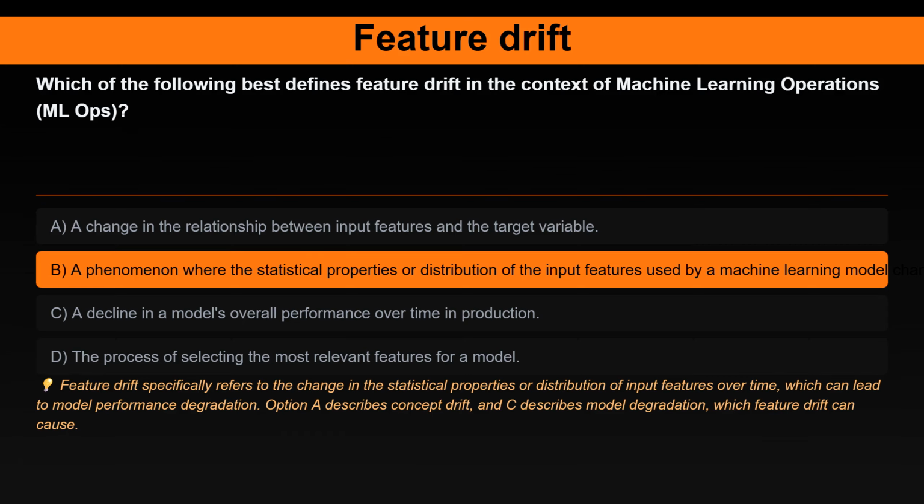The correct answer is a phenomenon where the statistical properties or distribution of the input features used by a machine learning model change over time. Here's the explanation. Feature drift specifically refers to the change in the statistical properties or distribution of input features over time, which can lead to model performance degradation. Option A describes concept drift, and C describes model degradation, which feature drift can cause.